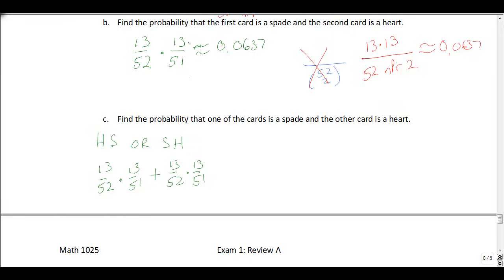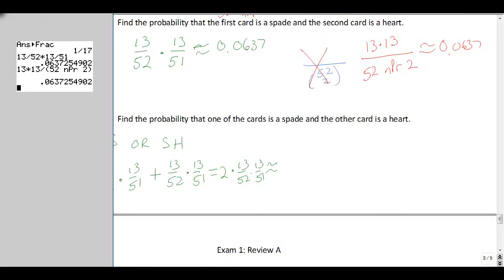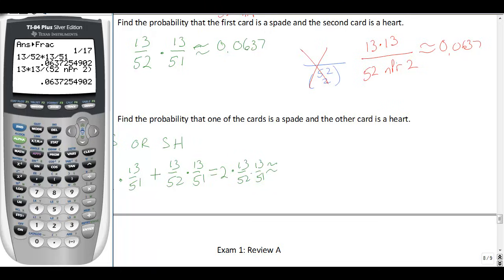Same reasoning as up here. Really what we got, if you look at this, is 2 times 13 out of 52 times 13 out of 51. We got twice the probability we had before, which makes sense. We could get a spade and then a heart, or a heart and then a spade. So what I'm going to do is take my previous answer. Let's just do it out. 2 times 13 divided by 52 times 13 divided by 51.